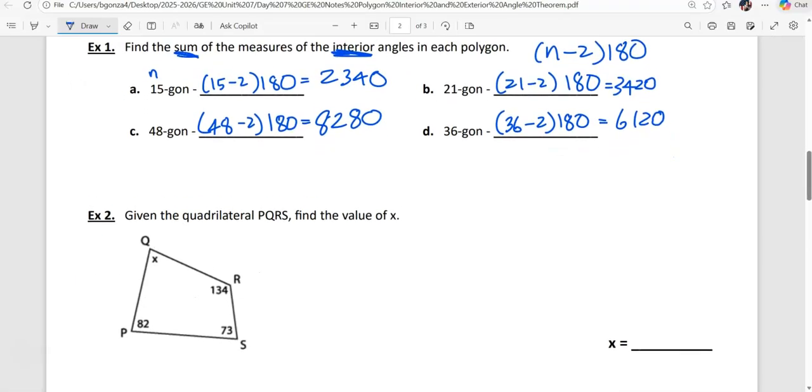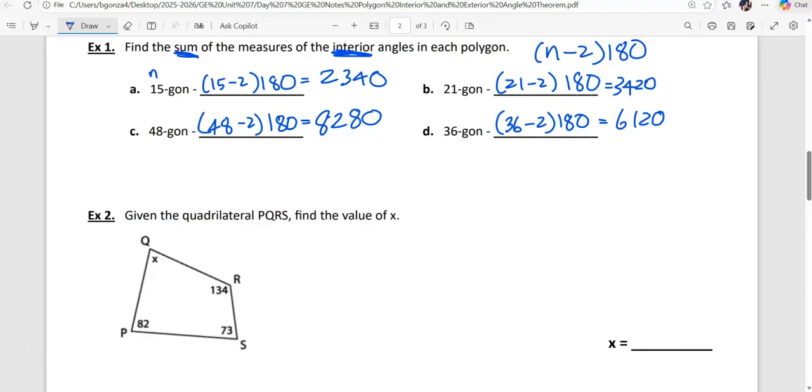All right, now that's it. Example 2. This is where people get off the train, and you stay locked in, okay? This is the application. It doesn't say find the sum of the interior. It says find x. Found it.